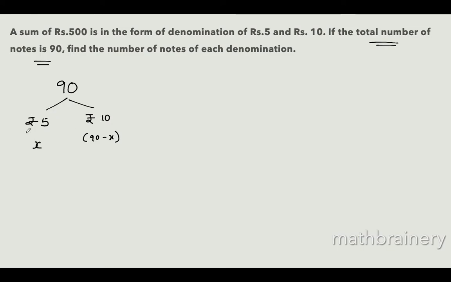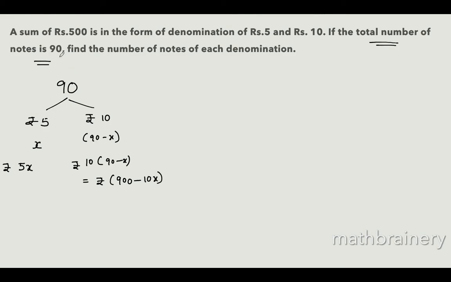If there are x 5 rupee notes and the total number of notes is 90, then there must be 90 minus x 10 rupee notes. Now if there are x 5 rupee notes, how much do you have with you? You have 5x rupees. And if there are 90 minus x 10 rupee notes, what is the value? You have 10 into (90 minus x) rupees, that is 900 minus 10x rupees with you.